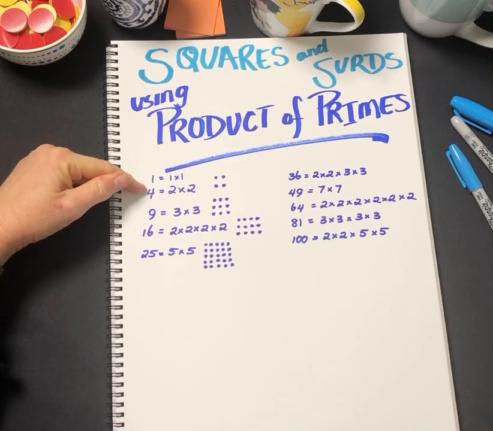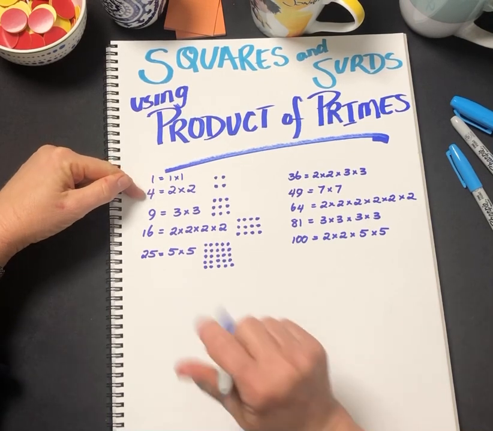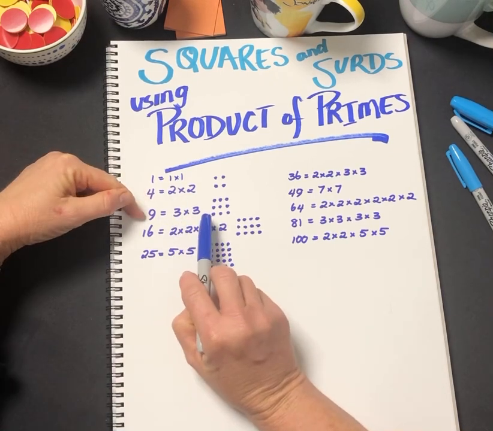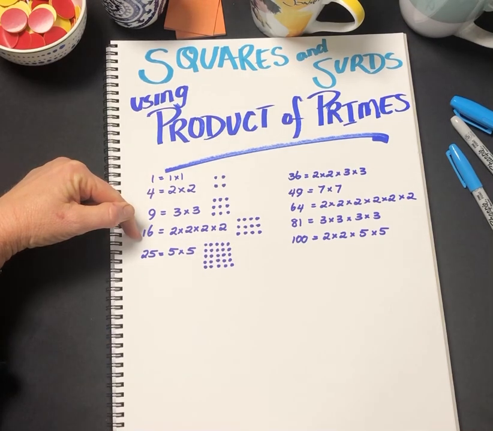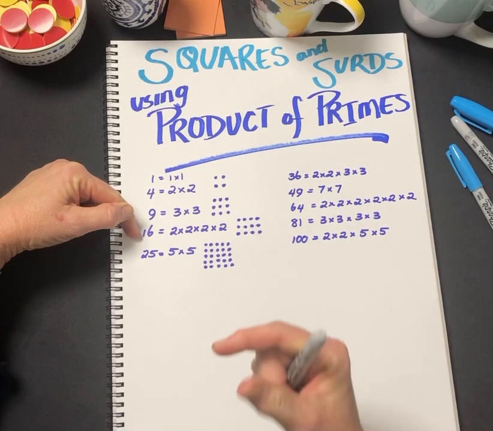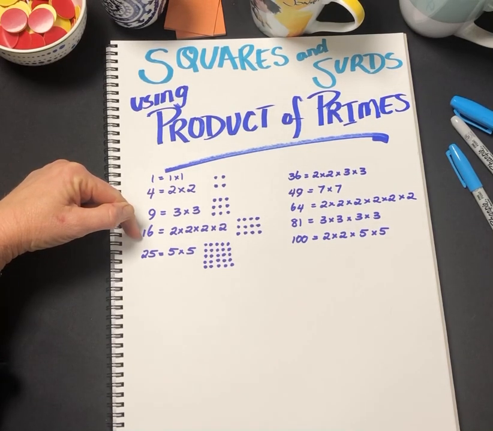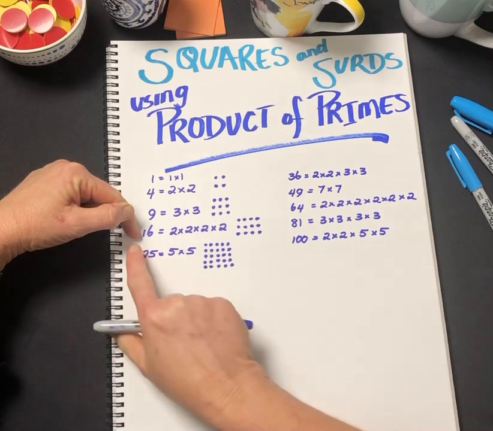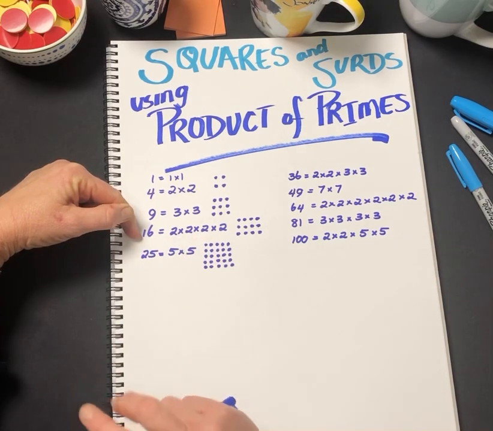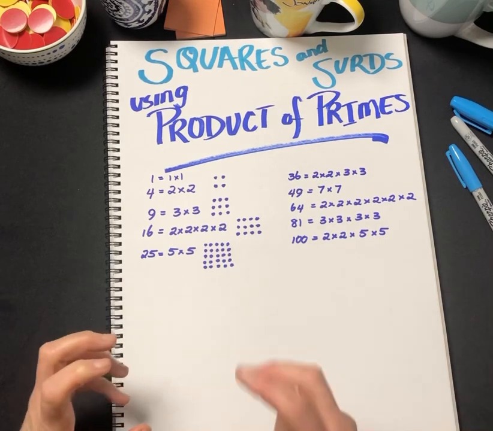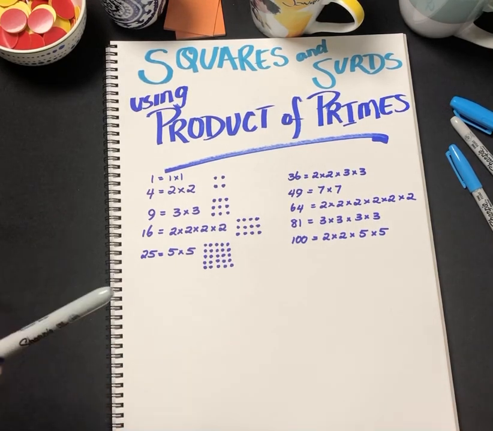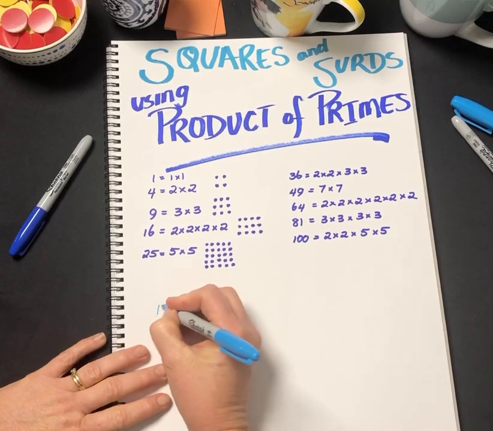Now it's quite easy to see with 4 that it's 2 times 2 and 9 is 3 times 3. But let's have a look at 16. What we can do with the products of primes is show that a number's a square number or find its square root by looking at whether we can break up the product of primes into 2 equal groups. Let me explain that. So we've got 16.